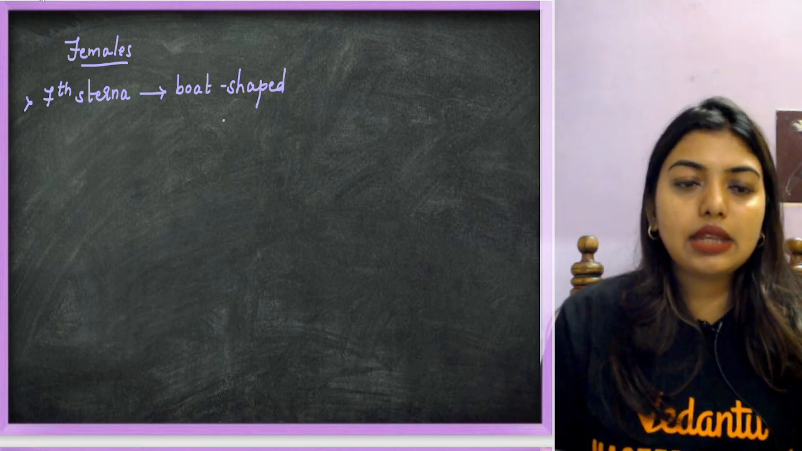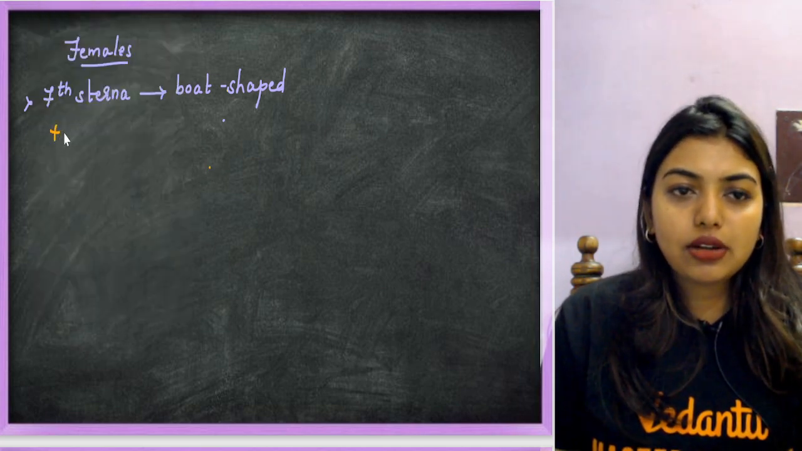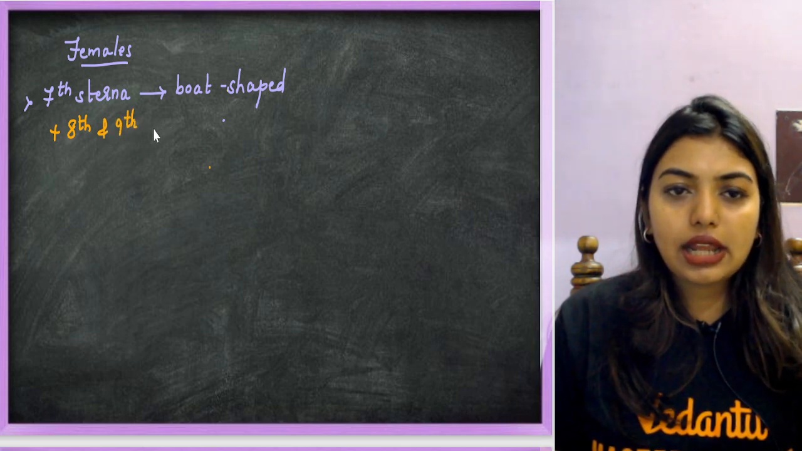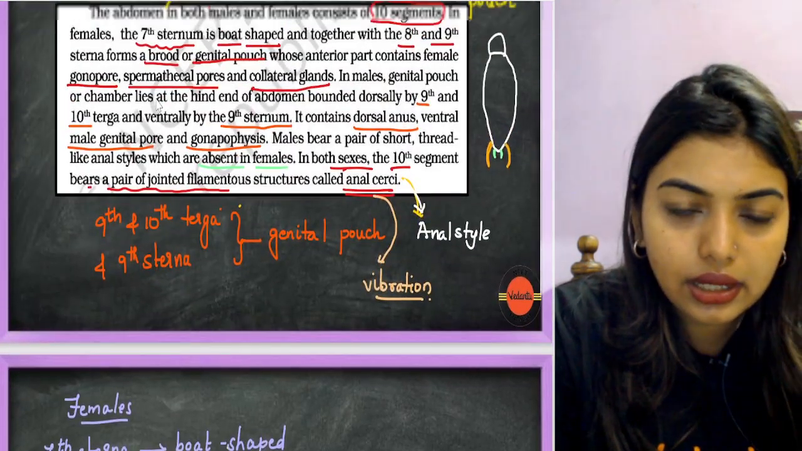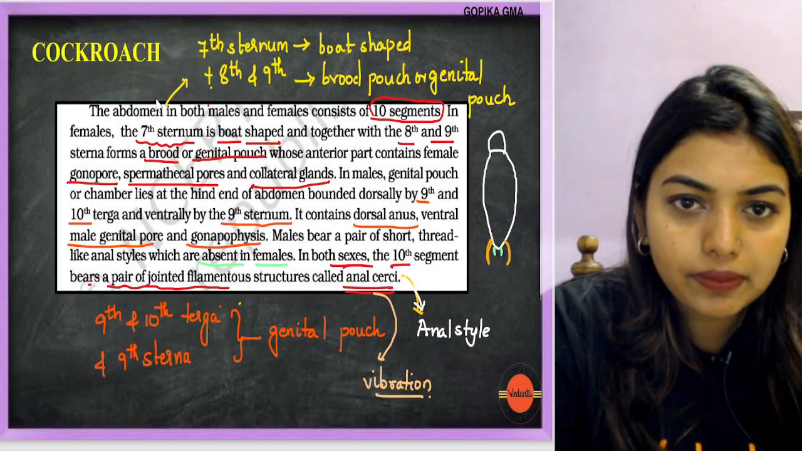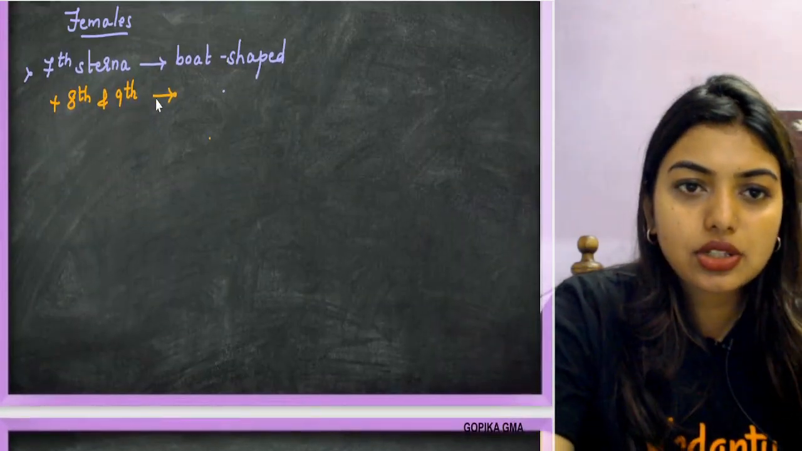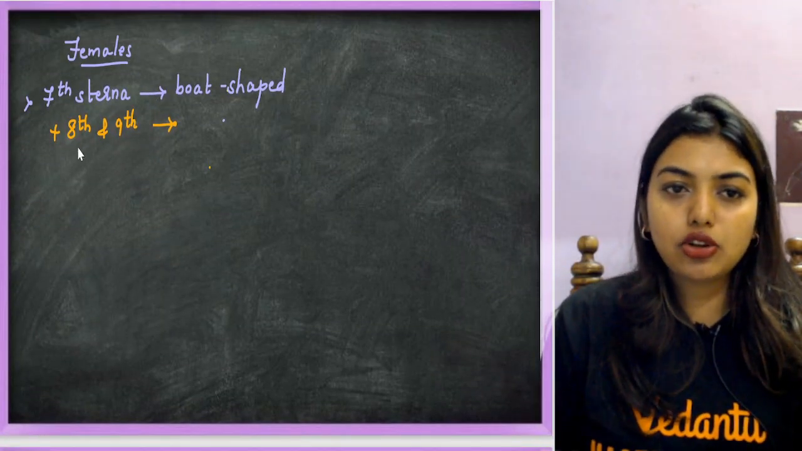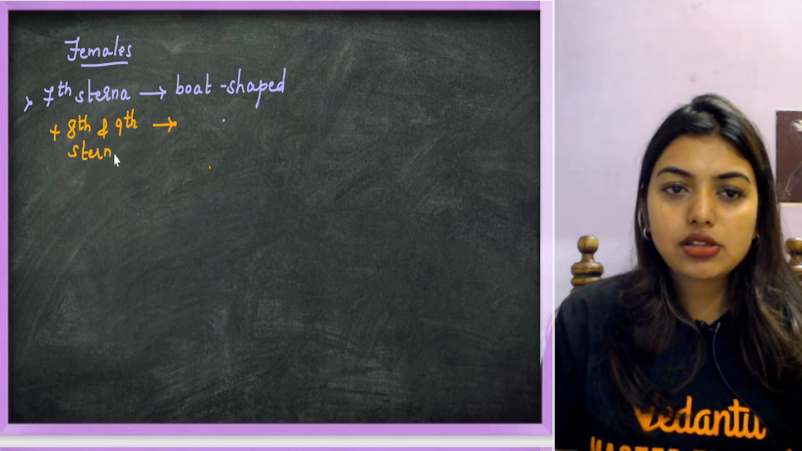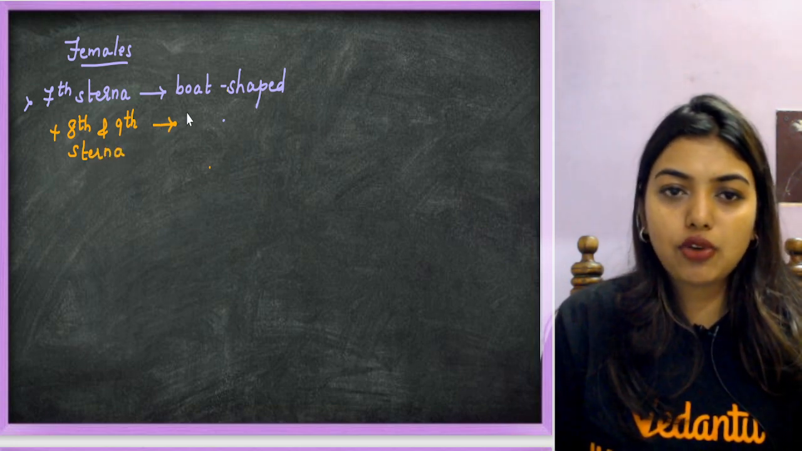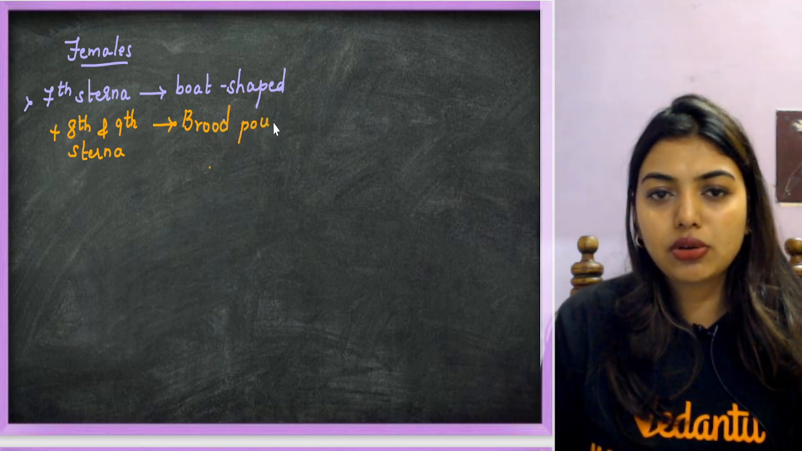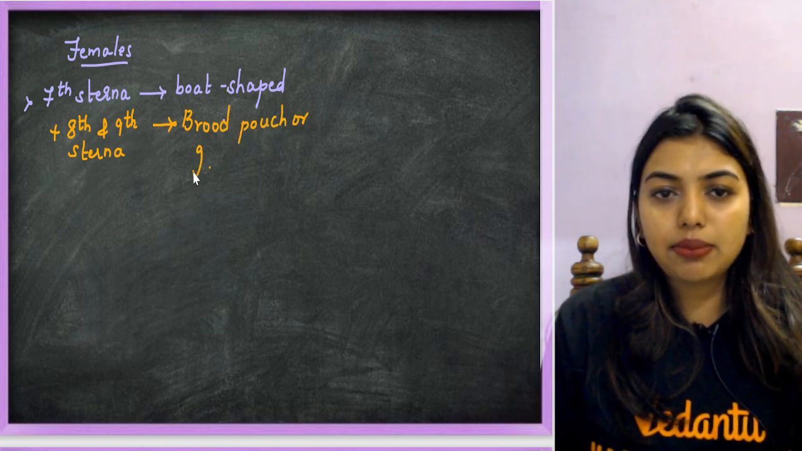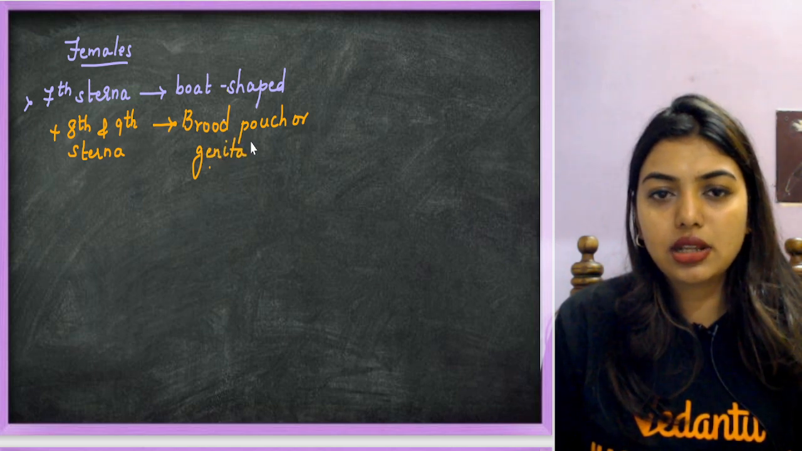With this 7th sterna, the 8th and the 9th together will form, students, just check every time whether it is sterna or not, because sometimes it can be sterna or terga. So here the 8th and 9th sterna together form the brood pouch, or genital pouch.